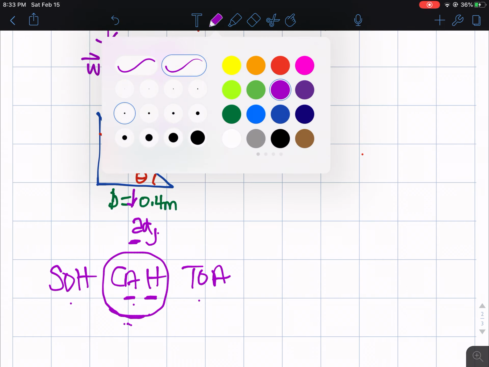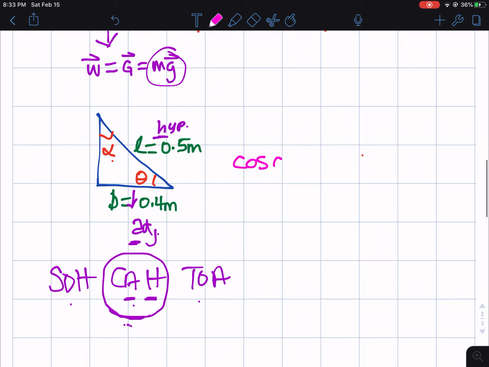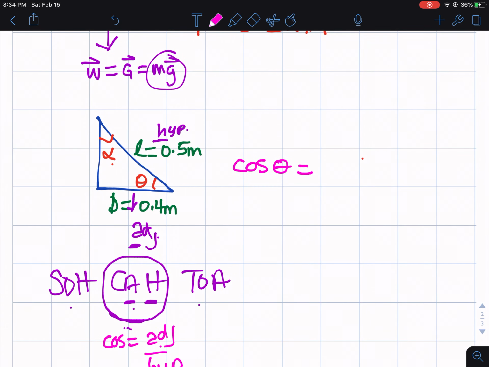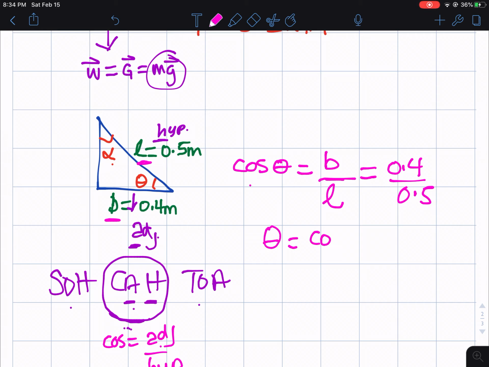So what you want to do is put cosine theta equals, so when you have SOHCAHTOA, this means cosine equals adjacent over hypotenuse, right? So let's go ahead and plug what we have in. Adjacent is B, right here, and then hypotenuse is L, right? So cosine theta equals B over L, or 0.4 over 0.5, right? And in order to find your theta, you'll need to get the arc cosine or inverse cosine of 0.4 over 0.5.